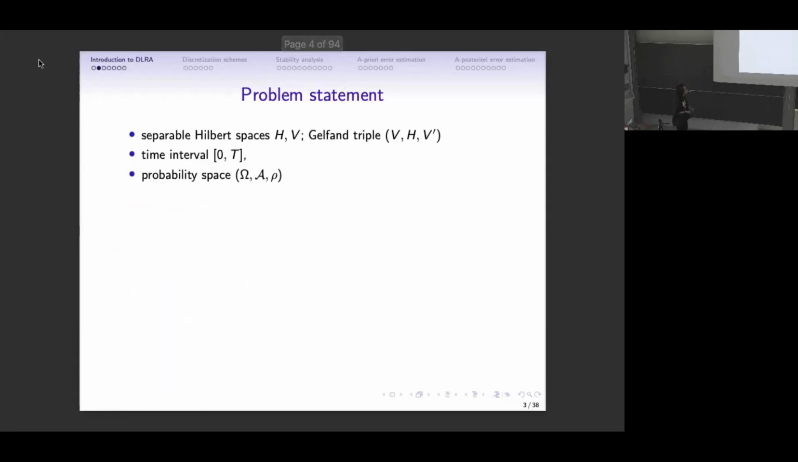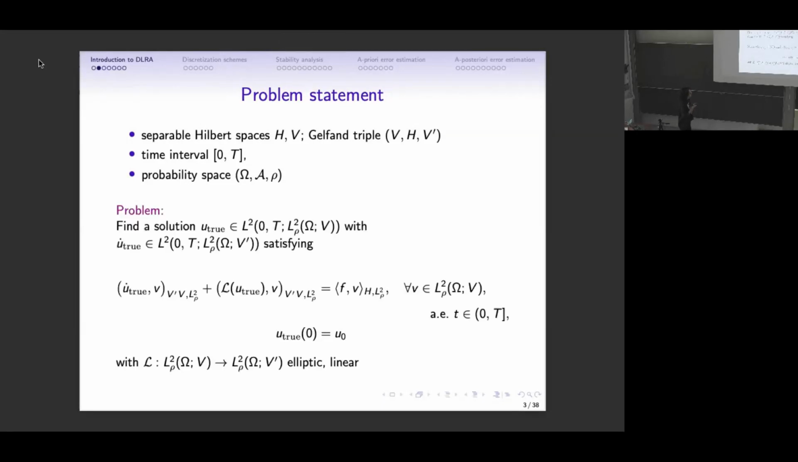So first I state the problem. We will have two separable Hilbert spaces H and V, and they form a Gelfand triple. We will work in a time interval 0 to big T, and the underlying probability space will be denoted by omega. This is the problem we are trying to solve. The true solution satisfies this equation here. This is a random time-dependent problem. The randomness can arise from the initial condition, from the forcing term, or from the operator L. The operator L will be assumed to be linear and elliptic, so this is a parabolic equation.